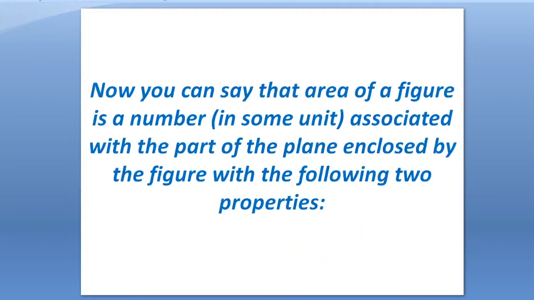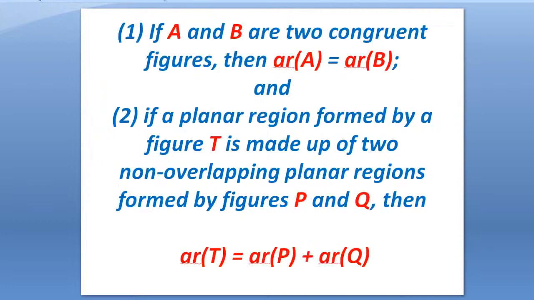So with this notation, you now can say that area of a figure is a number, some unit associated with the part of the plane enclosed by the figure with the following two properties. These two properties are important. First one, if figures A and B are congruent, then area of A is equal to area of B.